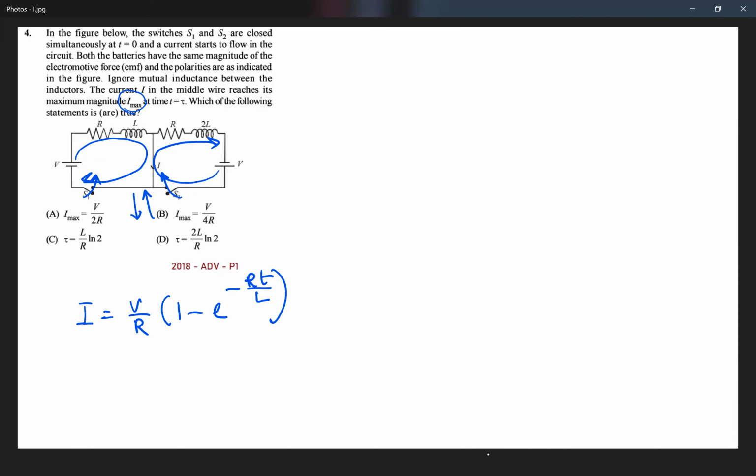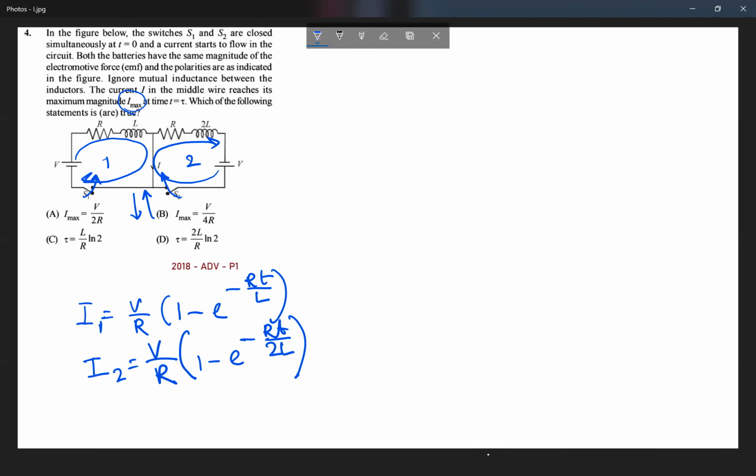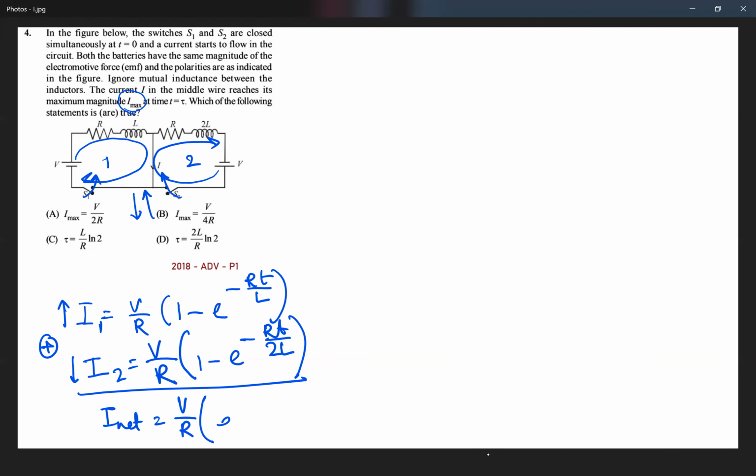So if you have two currents flowing in opposite directions, I1 because of this and I2 because of the right side, I1 is equal to V by R, I2 is also equal to V by R because the resistance is the same, 1 minus e to the power minus RT divided by 2L. So this is the total current. These currents are flowing in opposite directions, so when you add them up, they'll actually subtract. So I net is equal to V divided by R into e to the power minus RT divided by L minus e to the power minus RT divided by 2L.